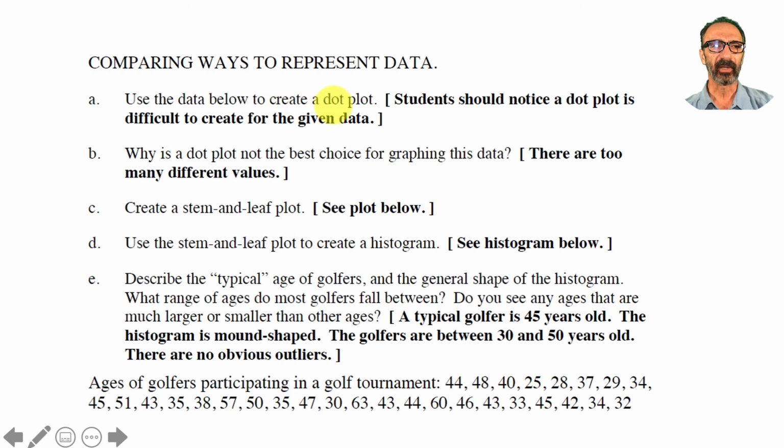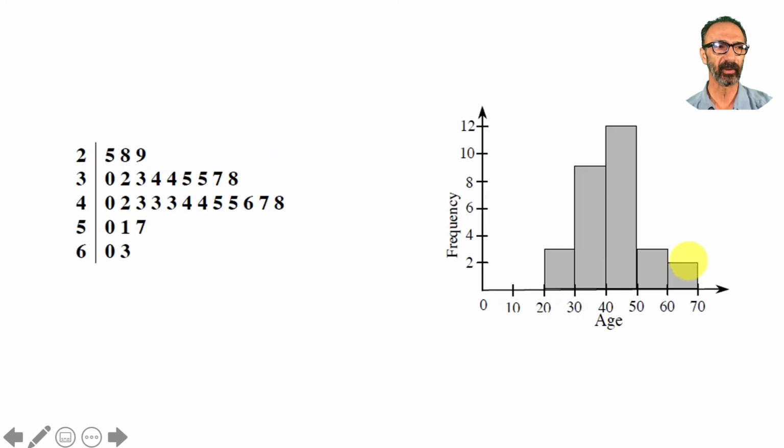Use the data below to create a dot plot. Students should notice that a dot plot is difficult. That's why part B says it's not good. You experiment with it, you go like, oh, I make a lengthy number line, but there are not enough frequencies. So part B is supporting part A. Create a stem and leaf, create a histogram, and discuss the histogram and the stem and leaf. Let me show you the graphs and we'll stop the video right there.